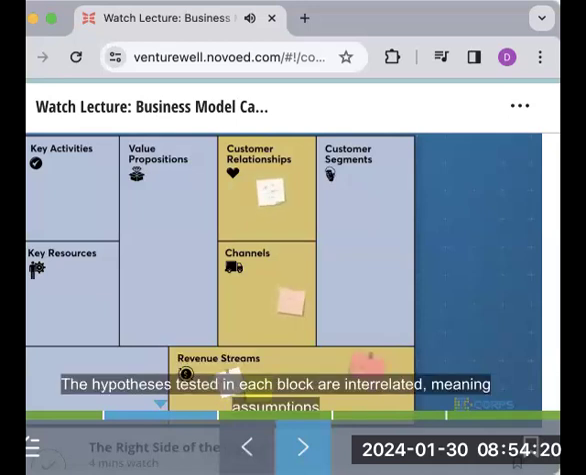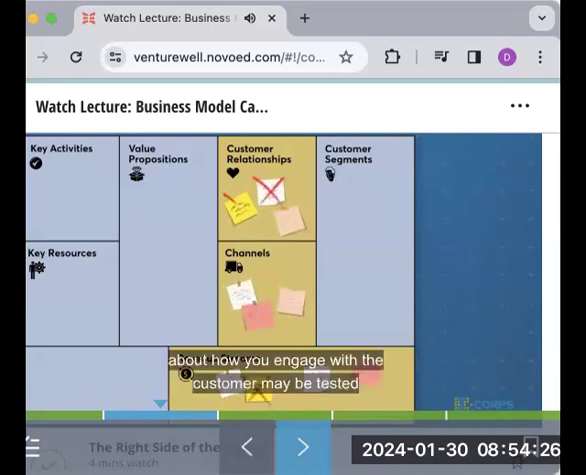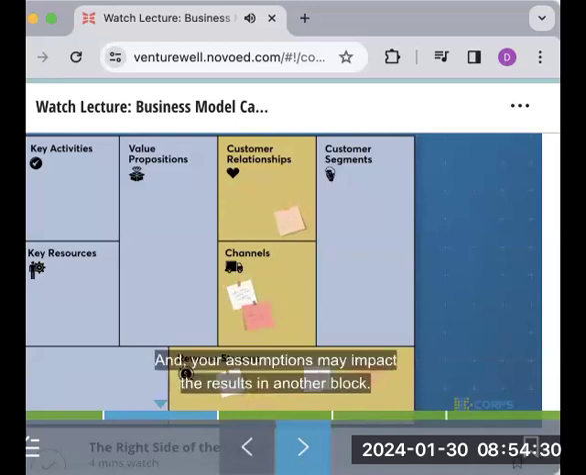The hypotheses tested in each block are interrelated, meaning assumptions about how you engage with the customer may be tested in more than one block. And your assumptions may impact the results in another block.